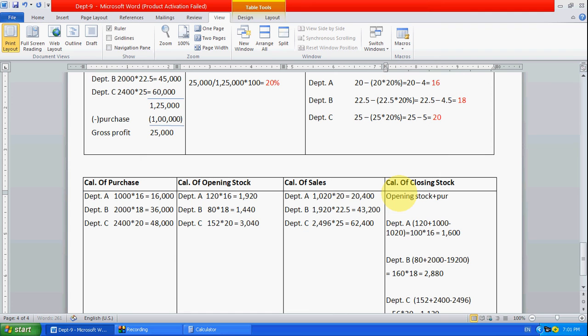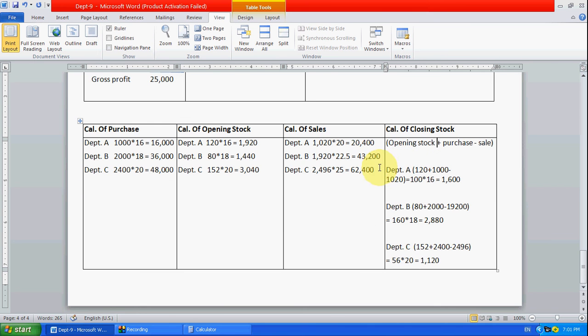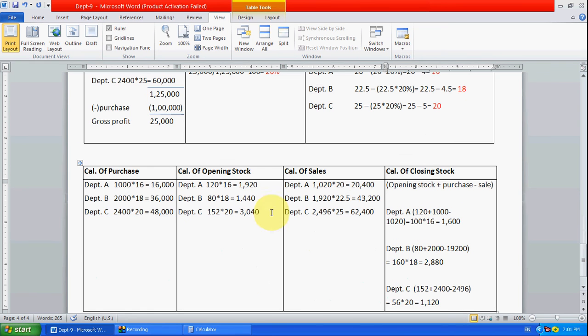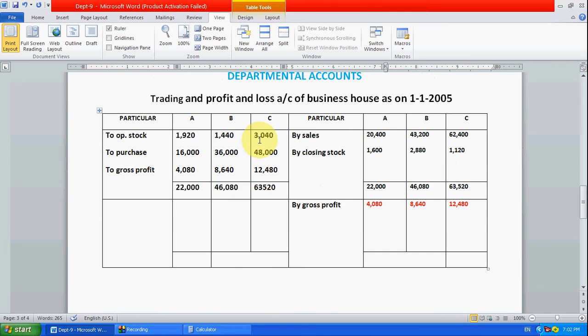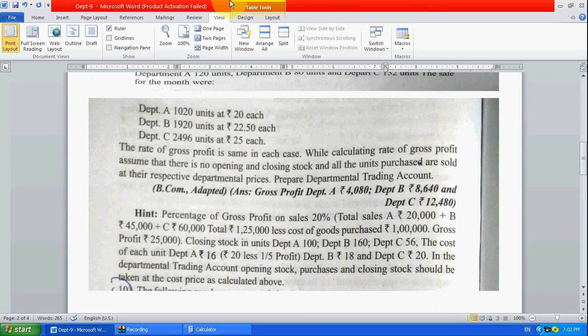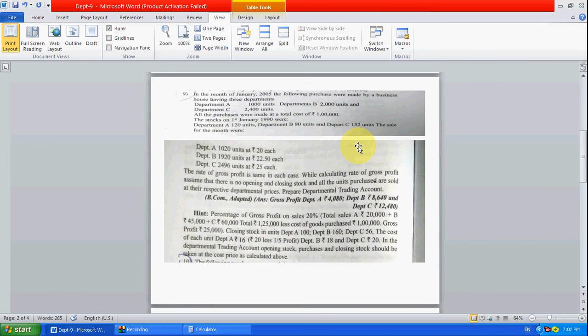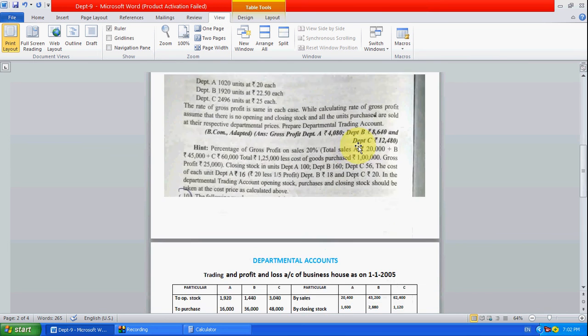Opening stock plus purchase minus sales, then only we will get the closing stock. Now transfer all these entries into the departmental trading and profit and loss account. This is the type of question we have to solve like this.